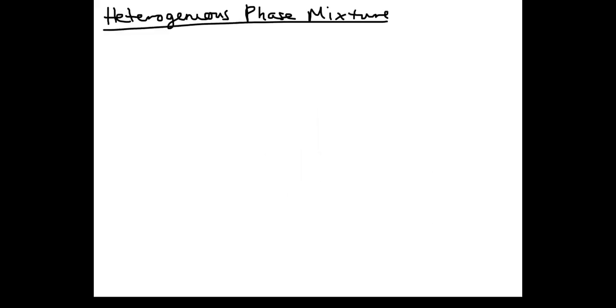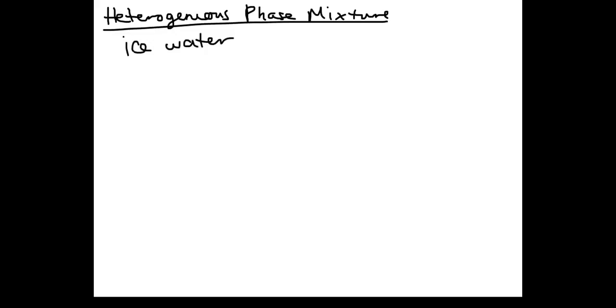You can also have a heterogeneous phase mixture. This is kind of its own little definition. Now this is important because what if you have something like ice water? Technically, in terms of chemical composition, that's a homogeneous mixture because it's either liquid H2O or solid H2O. But you have solid and you have liquid. So that is a heterogeneous phase mixture. So something like ice water.